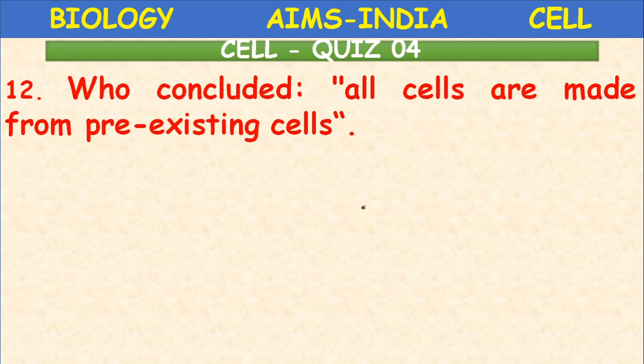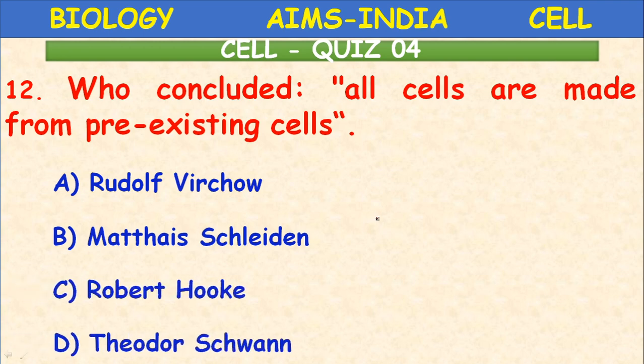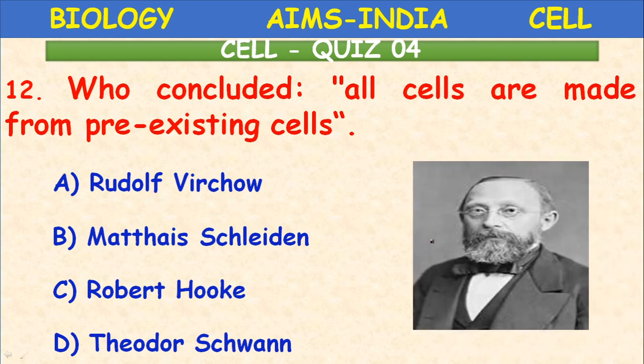Who concluded all cells are made from pre-existing cells? Rudolf Virchow, Matthias Schleiden, Robert Hooke, or Theodore Schwann? He is the person who said all cells are made from pre-existing cells. Who is he? Rudolf Virchow.